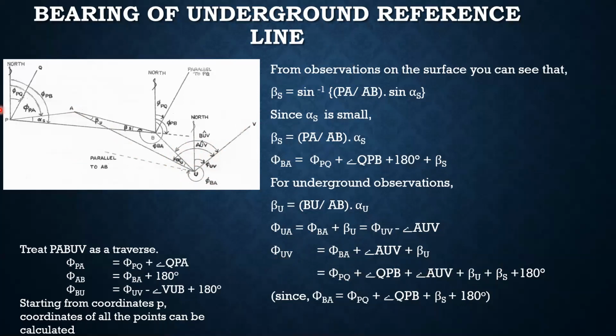So you started with the bearing of PQ, and you have managed to transfer it through PA, AB, BU, and UV. Now you can see it is a traverse. PA, AB, BU, and UV. Now, with the knowledge that you have in surveying 1 for traverse calculation, you can transfer the point at this point P to point U and point V. So you can find the coordinates of U and V with respect to the local coordinate system of the country.